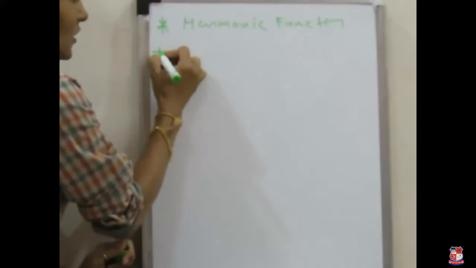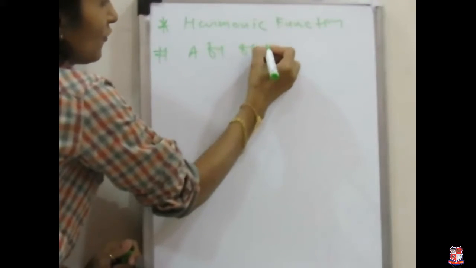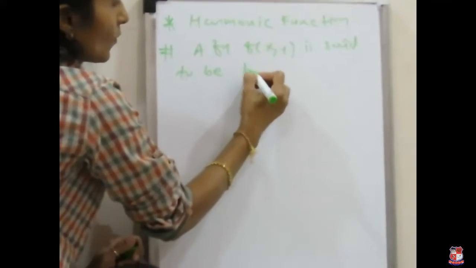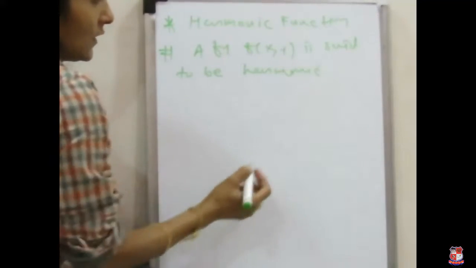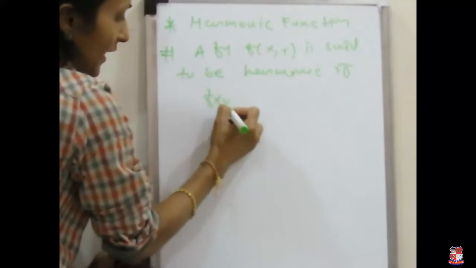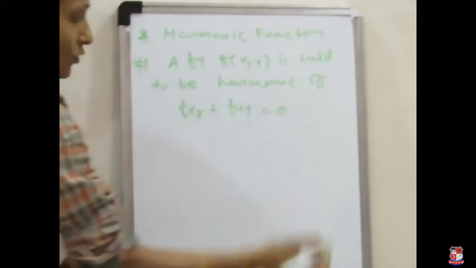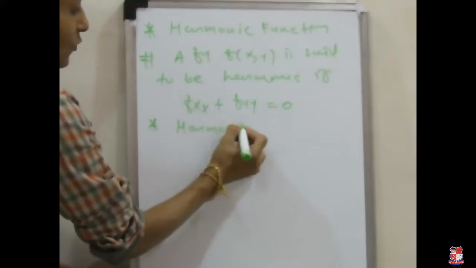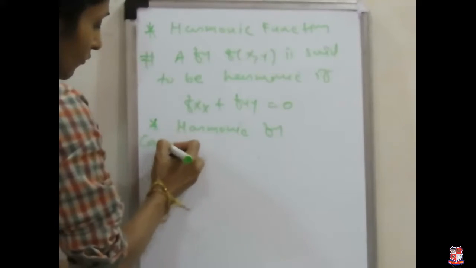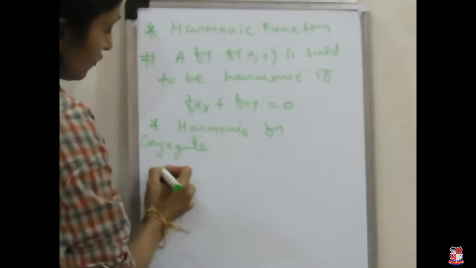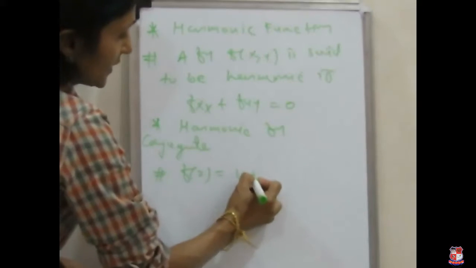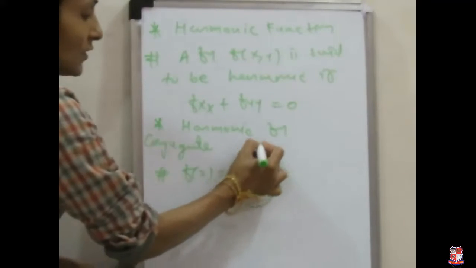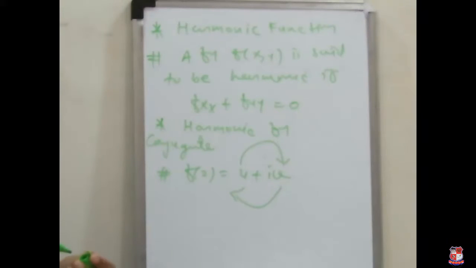What is a harmonic function? A function f(x,y) is said to be harmonic if the double derivative with respect to x plus the double derivative with respect to y is equal to 0. Again, the harmonic conjugate function: if we have f(z) equal to u plus iv, then v is called the conjugate harmonic function of u, and u is called the conjugate harmonic function of v.